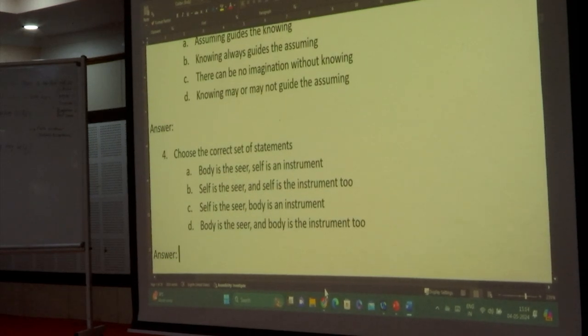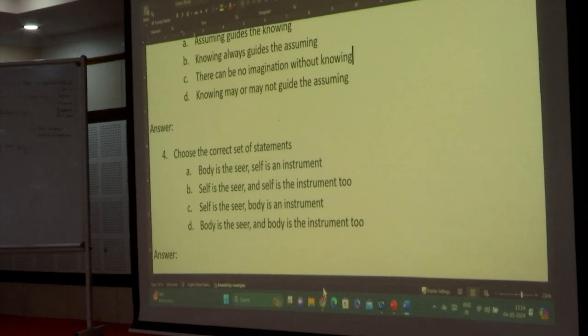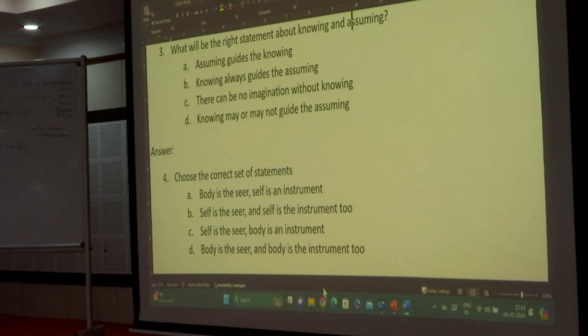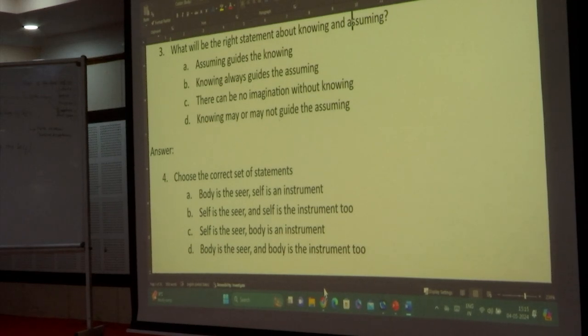Bhaiya, in that case, if you are in a state of knowing, then your second level assumption will be completely... If knowing is ensured, then only, na? In that state, B is also correct, na? Knowing always guides the assuming. That is also the right statement, no? Bhaiya, still confusion. Knowing always guides the assuming when you are in the state of realization, then that statement is also correct, na? Yeah, but assuming may be unguided also, no? That may be unguided by the knowing, but the second statement, how come it is wrong?